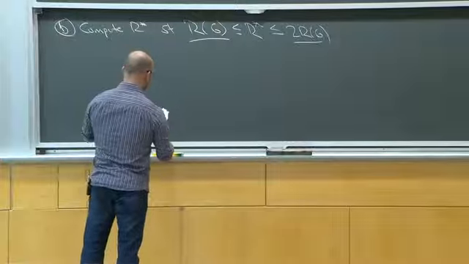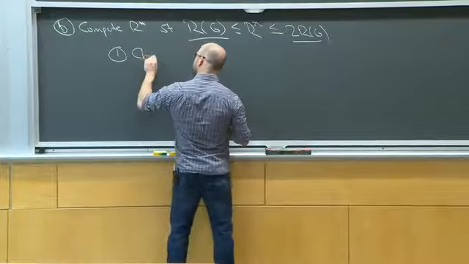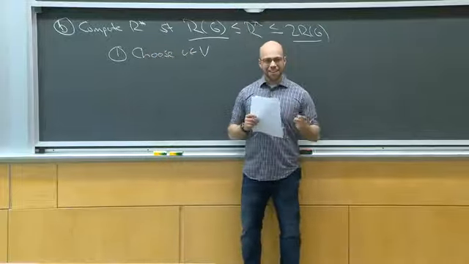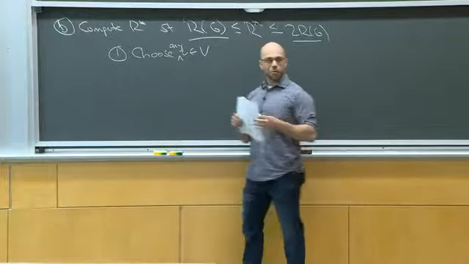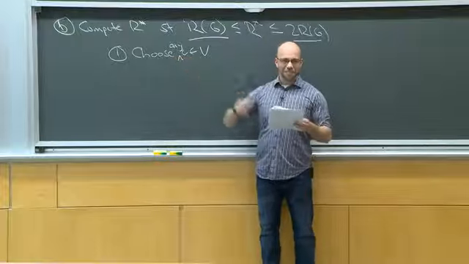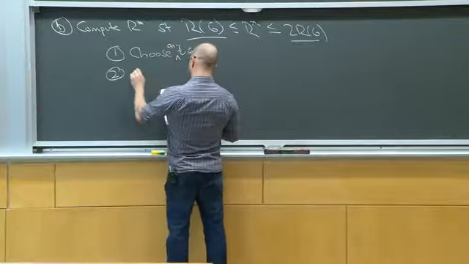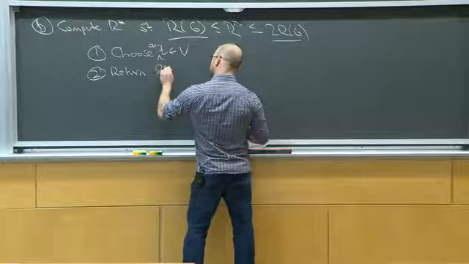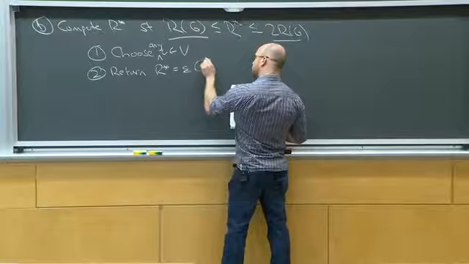So in particular, what I'm going to do is choose a u in V. Let me be clear here: any u in V. So if I'm using some data structure to store all my vertices, I just take the first one, whatever. And 2, I'm going to return r star equal to epsilon of u.